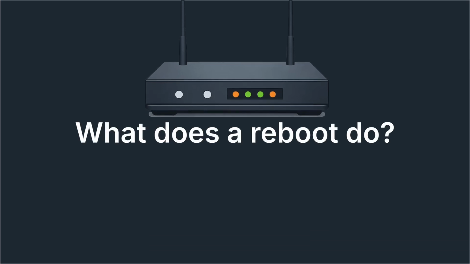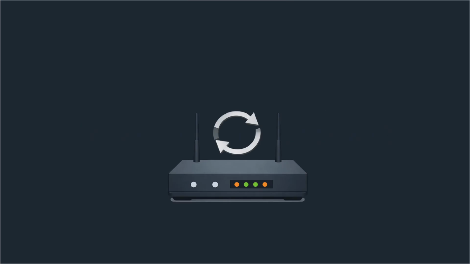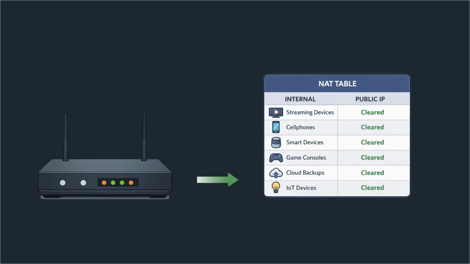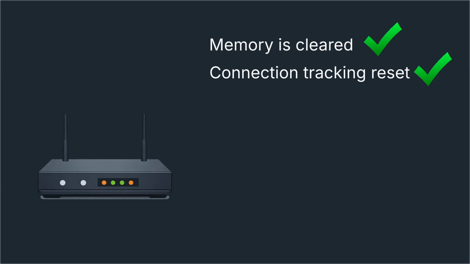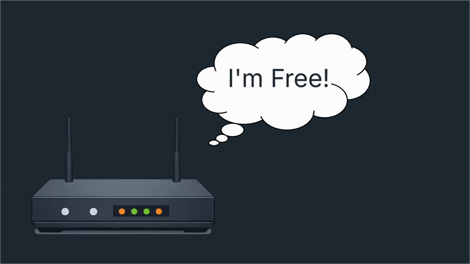So what does a reboot actually do? When you reboot your router, the NAT table is completely cleared. All existing connection states are removed, and the router starts tracking connections from scratch. In other words, memory is cleared, connection tracking resets, and the router's resources are freed up again. This is why rebooting can suddenly make things feel normal again.